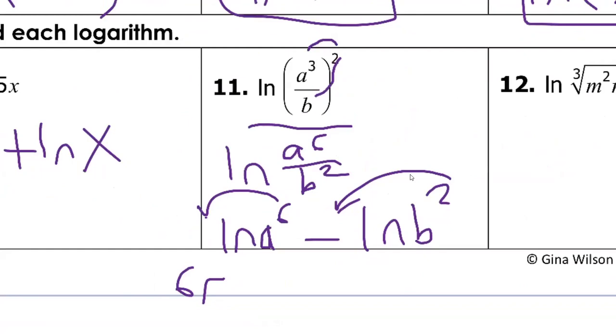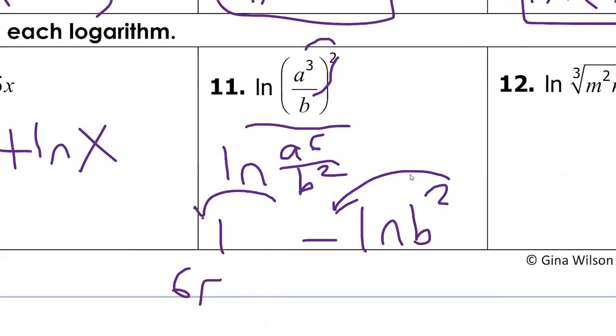Yeah, let me zoom in. So this is getting pretty bad. Sorry, that's kind of sloppy. That's an a up to the 6th power. So if you bring that 6 in front, you'd have 6 ln of a minus 2 ln of b.